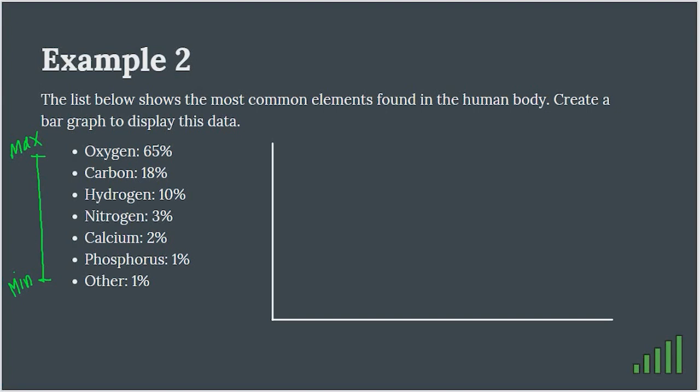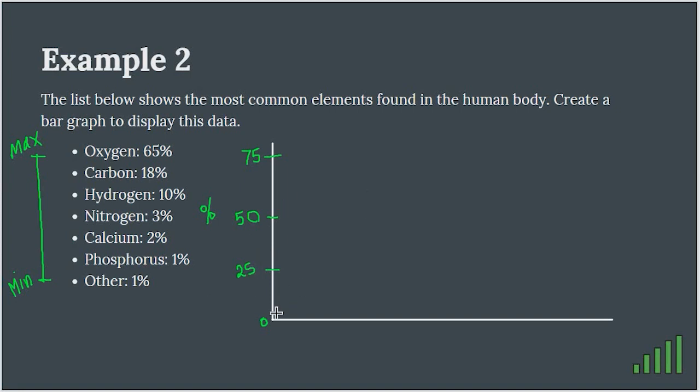And taking a look at this, I can see that my maximum is up here, is oxygen, and the minimum is phosphorus and other at 1%. So I know that I'm going to need to go from 0% all the way up to at least 65. So what I'm going to do is go to 75, and then I'll split it into thirds, right? A third of the way would be 25%, two thirds of the way up would be 50%. Let's just write percent out here because every number I refer to is going to be a percent.